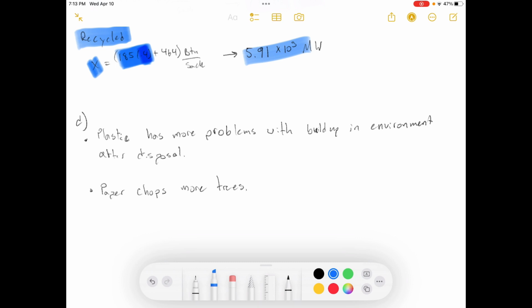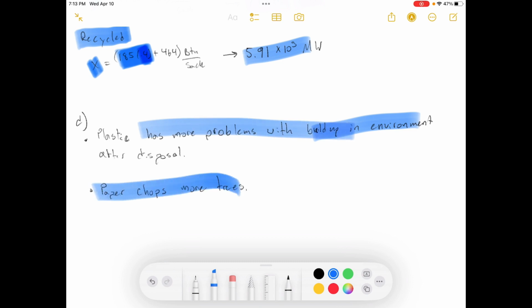So plastic has more problems with buildup in the environment. We're pulling petroleum up out of the ground, and then we're not putting it back in the ground, right? Obviously, we're either burning it, it ends up in the atmosphere, or it ends up in our ocean or something like that. So it kind of just accumulates because nobody wants to pay to put it back under the ground, right? So that's a problem with plastic.